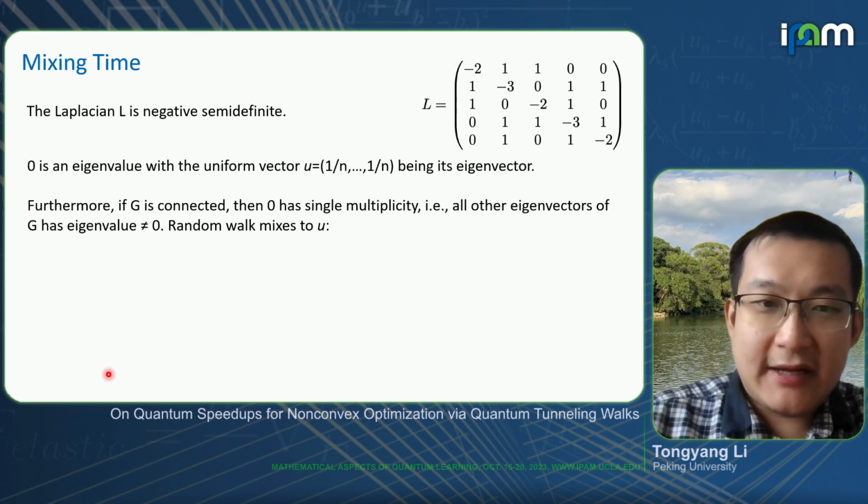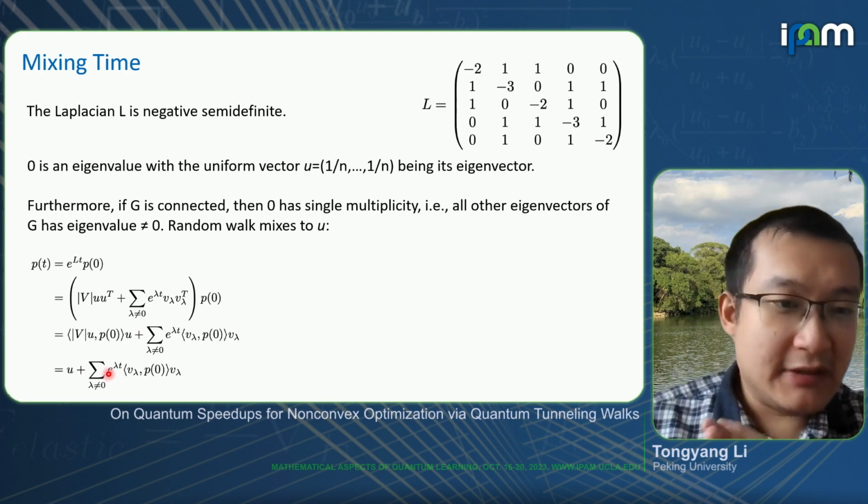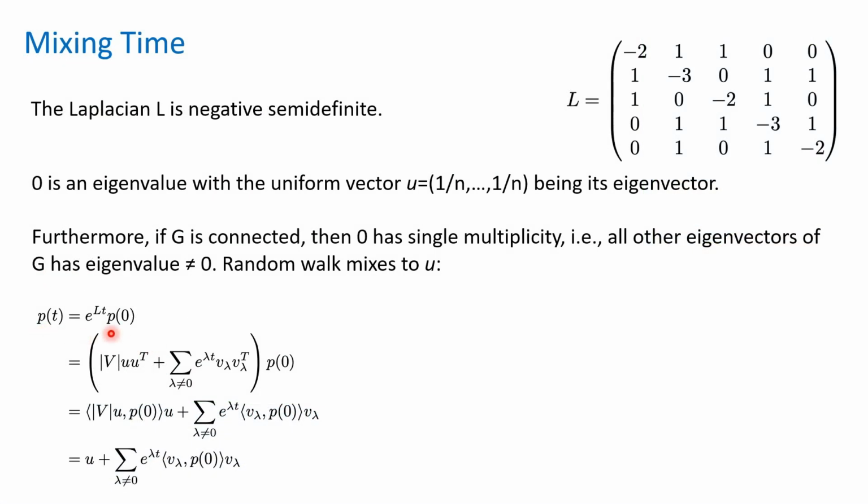In particular, if you consider a random walk on this classical graph, it converges to the uniform distribution. If you have an initial distribution P of 0 and you evolve according to time t, then for e to the Lt you can make an eigendecomposition, and it is going to look like this form. The important observation here is that the Laplacian L is a negative semi-definite matrix, and all the eigenvalues not equal to 0 are strictly smaller than 0. So if t goes to infinity, this part is going to go to 0.